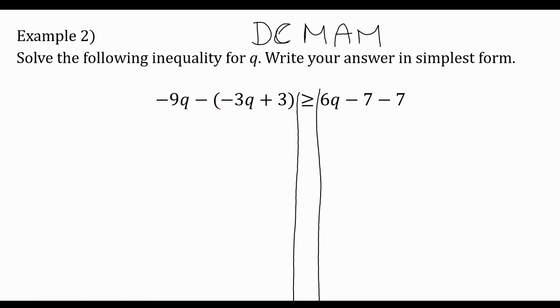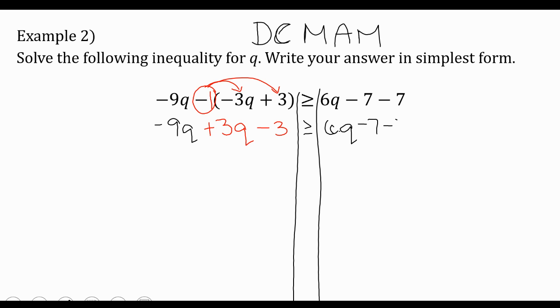So notice here we have a negative sign in front of a set of parentheses. So please remember that there's that invisible 1 right there, and that's what you're going to be distributing, this invisible negative 1. So I'm going to distribute that here and here. Negative times negative is a positive 3Q. Negative times a positive 3 is negative 3. And bring down anything you didn't use. 6Q minus 7 minus 7.